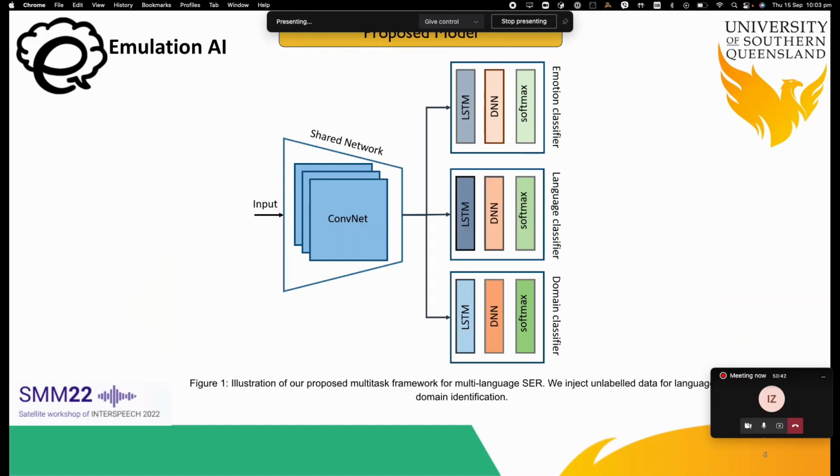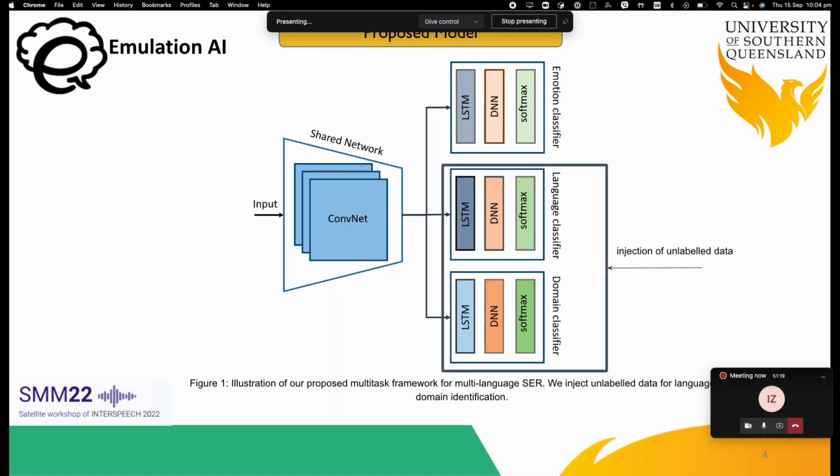So we have a shared network and then we have three classifiers. For example, here we have an emotion classifier that is going to classify the emotion, and then we have a language classifier that is going to classify the language of a given speech. The third one is the domain classifier. In here we use the domain classifier as a classifier that detects whether the data is labeled or unlabeled. I will explain in the next slide what the labeled and unlabeled data is.